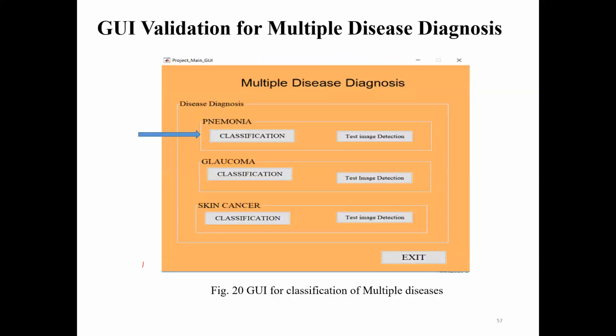And this is the graphical user interface, GUI, that was developed for multiple disease diagnosis. The screen can be shown here, and you have three diseases here: pneumonia, glaucoma, and skin cancer. And you have buttons here like classification, test image detection, and exit.